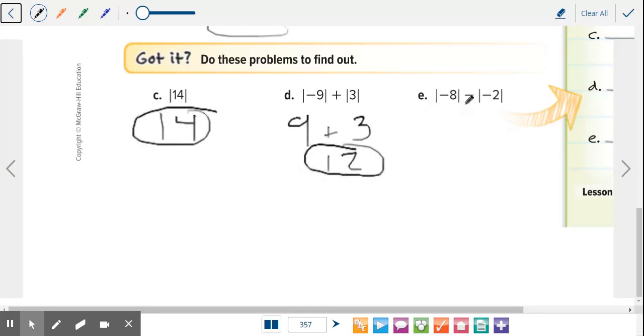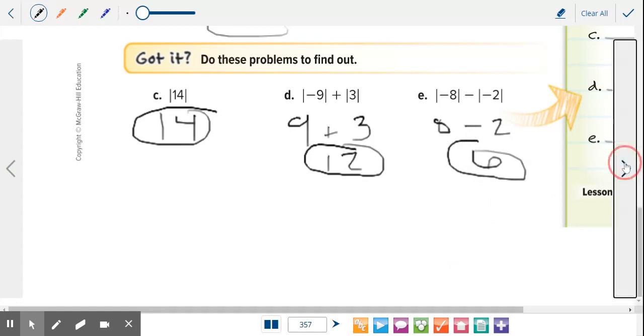All right, and letter E. So we have the absolute value of negative 8 minus the absolute value of negative 2. So what's the absolute value of negative 8? 8. What's the absolute value of negative 2? 2. So 8 minus 2, 6. Any questions? Pretty easy stuff, guys.